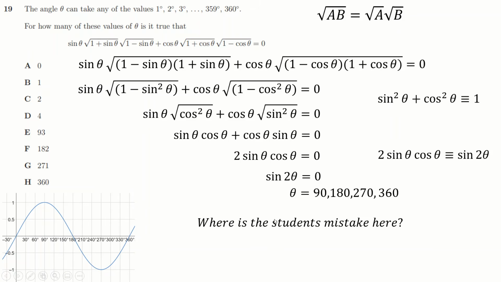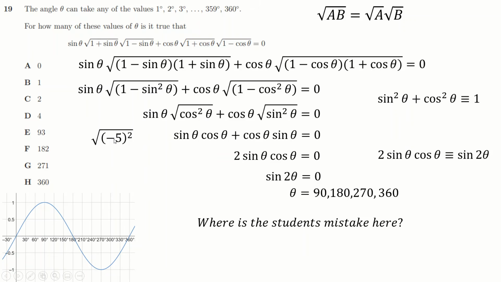And here's an example of more TMUA questions. Look at my working. Where is the student's mistake? On which line did the student make the first mistake? Because this is not okay. The answer is not 4. And my mistake is here. No, sorry, it's not here. It's here. The root of cos squared is not cos.